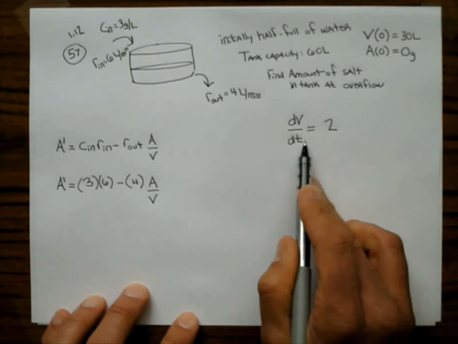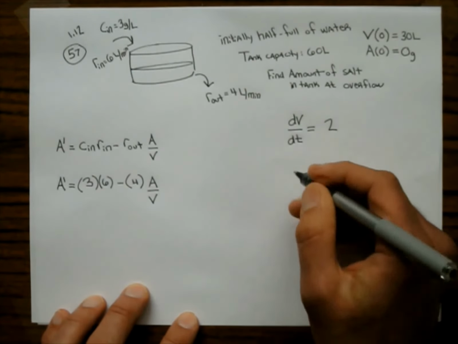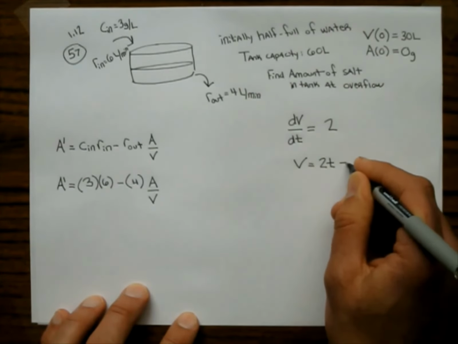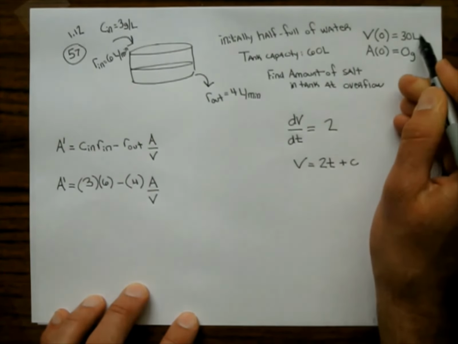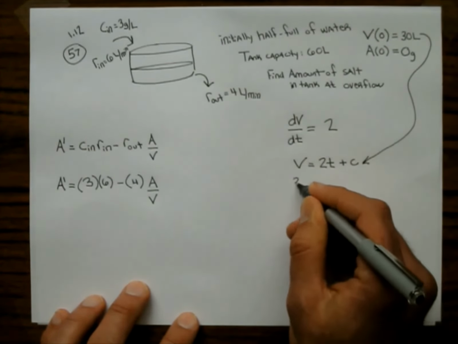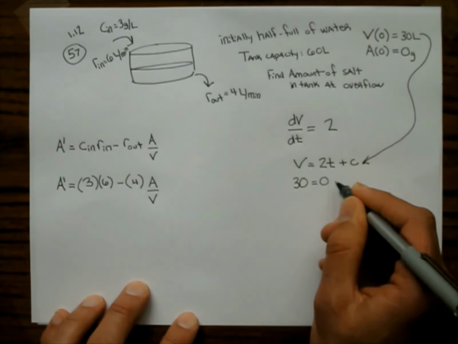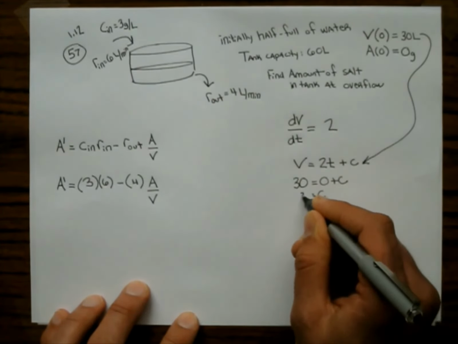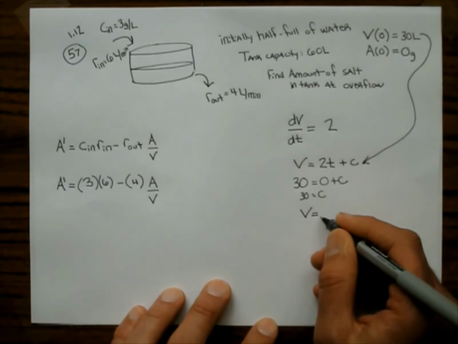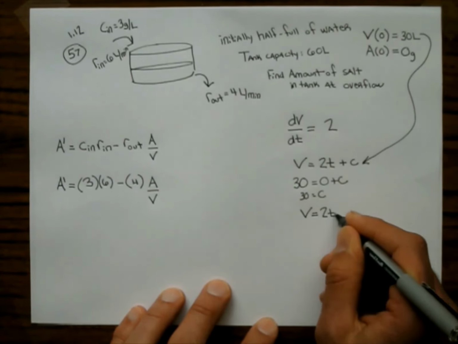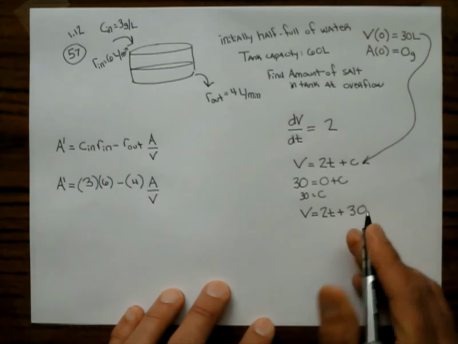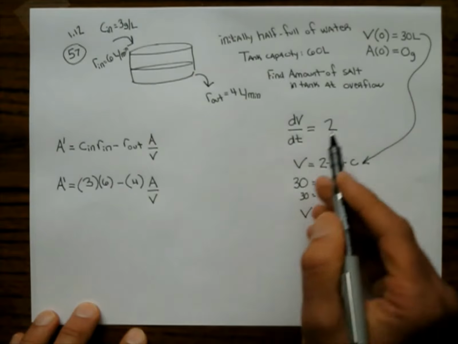So this here is a differential equation. I'll zap both sides with the antiderivative gun. V equals 2t, this is with respect to t, plus a constant. And then I'm going to put that initial volume in right there to find out what c is. So I have 30 equals 0 plus c, c equals 30. So V has the equation, this describes the volume in the tank, it's 2t plus 30.